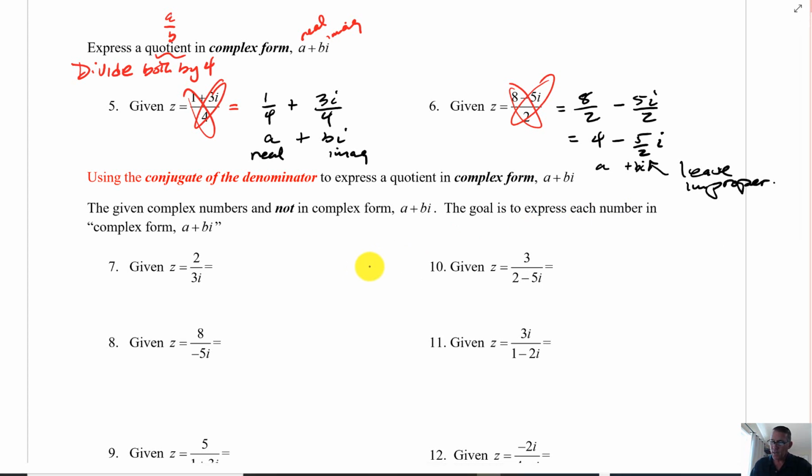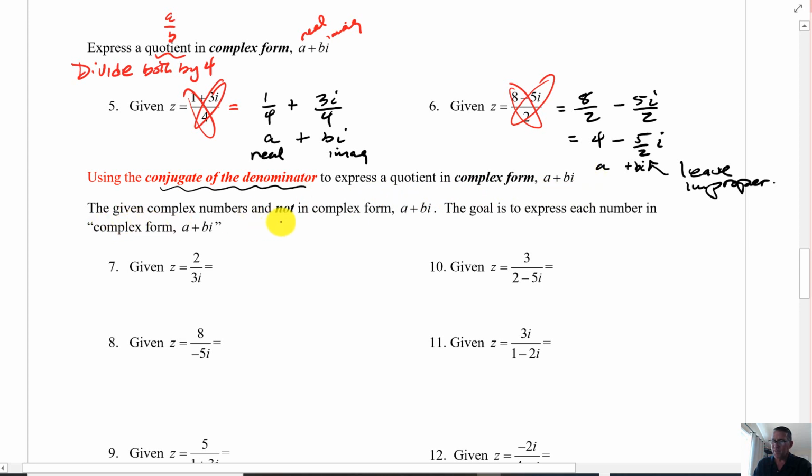There you go. Now things do get a little bit more challenging, because when the denominator is complex, the question is how do you get it in complex form? Using the conjugate of the denominator here, express the quotient in complex form.